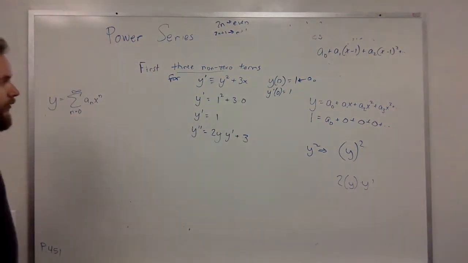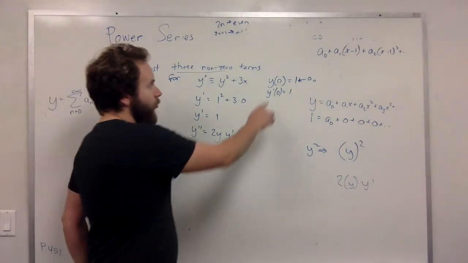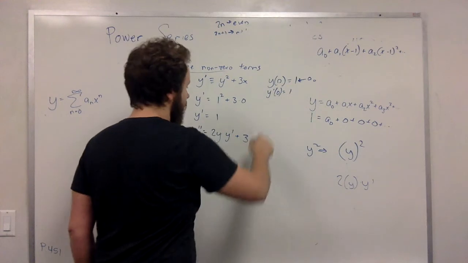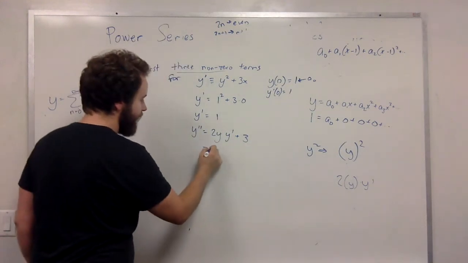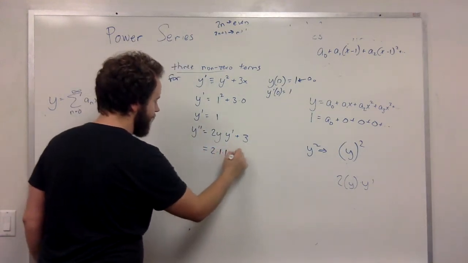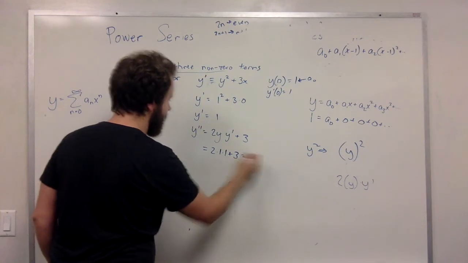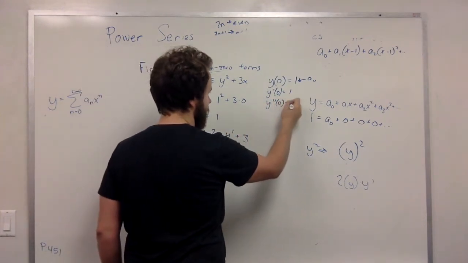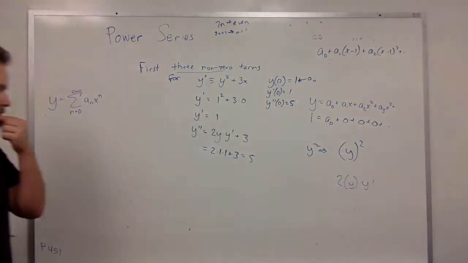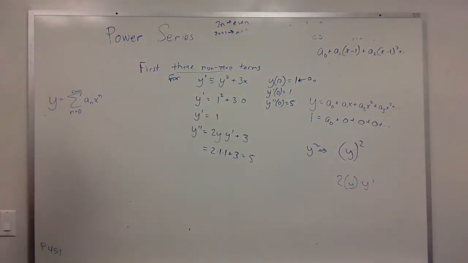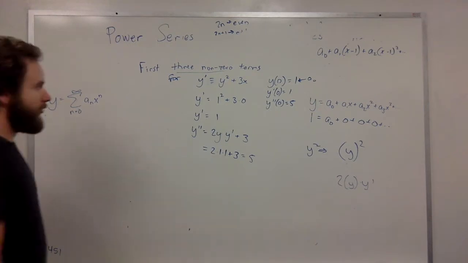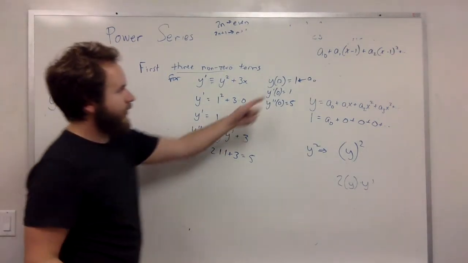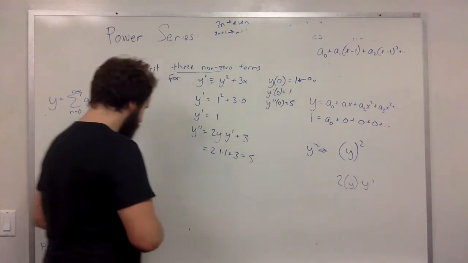Once again, we know that when I plug in 0 for x, I get 1 for y, and I get 1 for y prime. So I get 2 times 1 times 1 plus 3, so I know that y double prime is 5. And lastly, we're going to do it one more time. Or actually, no, we're good. First 3 non-zero terms, right? We got 1, 1, and 5, so we're good.